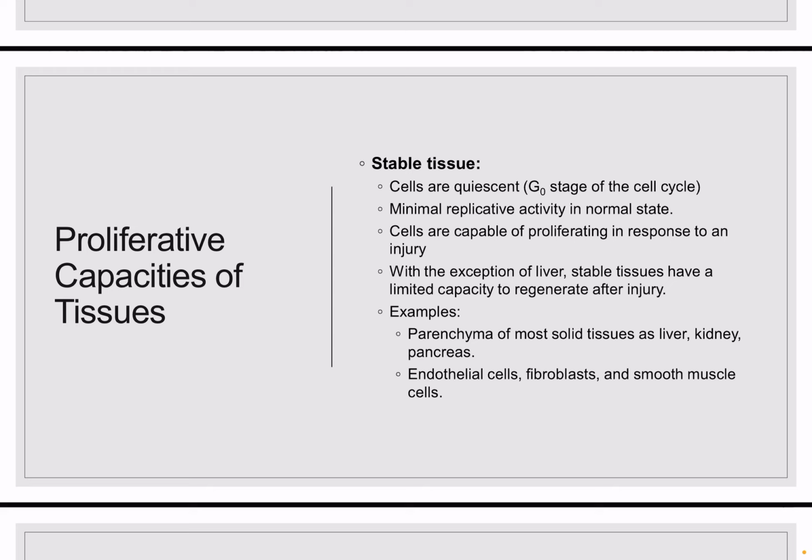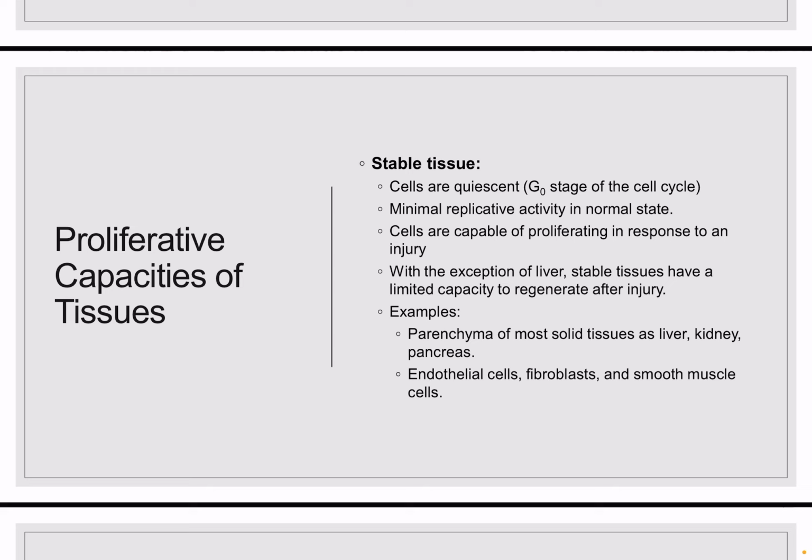Either they don't divide at all, or if they are dividing, it's so little it does not make any difference at all. But because they have the ability to divide, when will they start dividing? Whenever there is an injury to that tissue. Automatically they will start dividing, and one of the examples of that is your liver. Liver is exceptional in stable tissues.